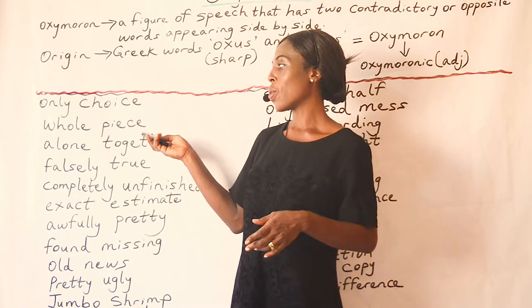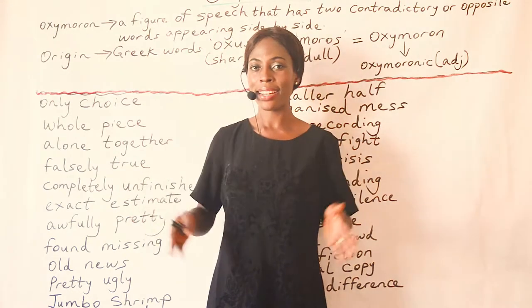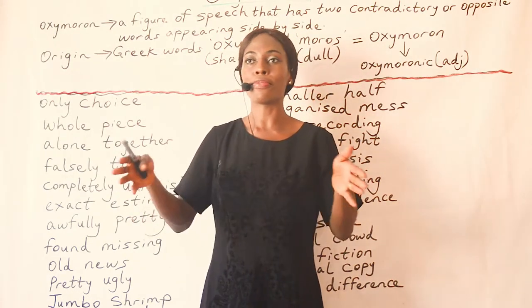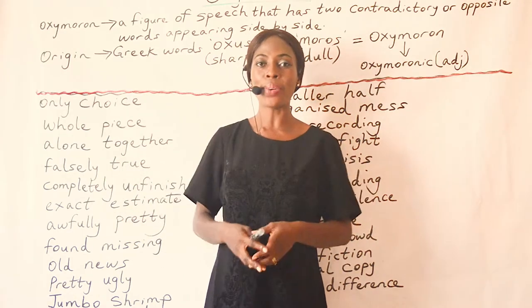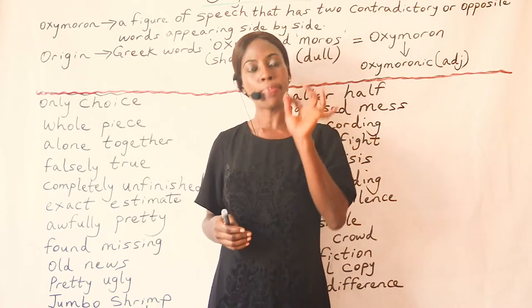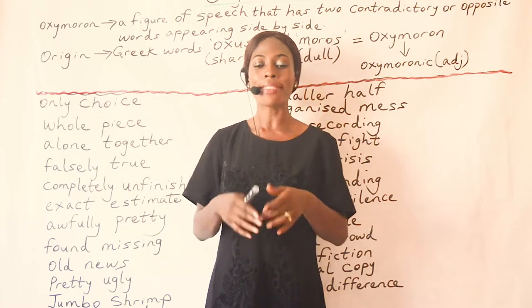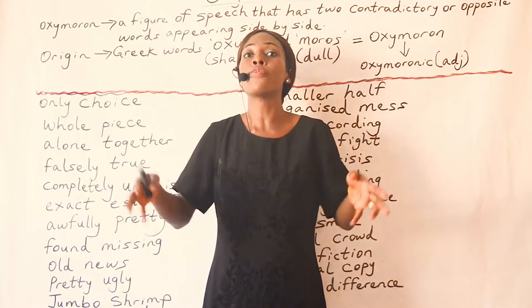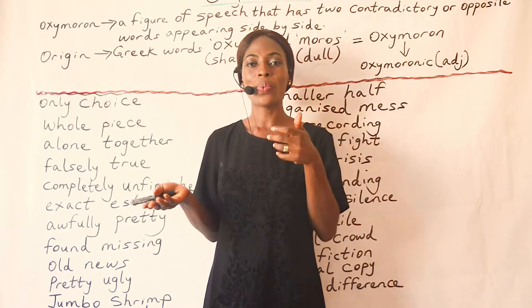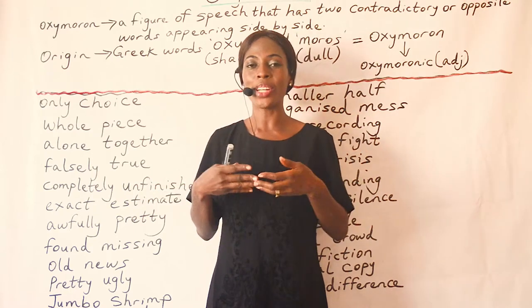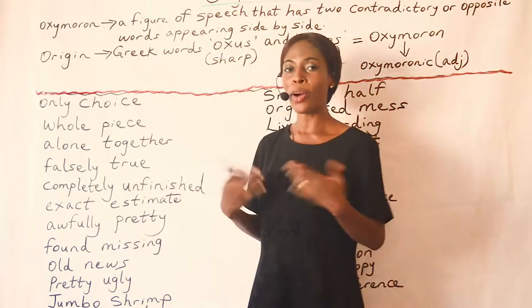Okay, next we have whole piece. Whole means everything. A whole piece of cake, whole piece of bread, a whole something, everything you have, whole. And piece means a little bit. So is it possible to have everything and a bit? You either have everything, you either finish the whole food, or you just take a bit, a piece. So having whole and piece together in a sentence is oxymoronic. It contradicts. Okay, I hope you're getting it.